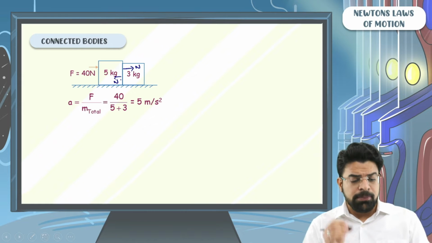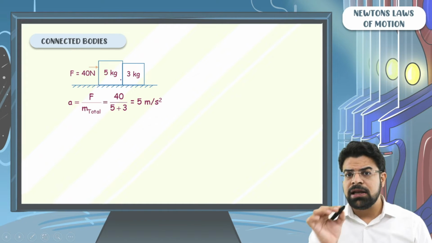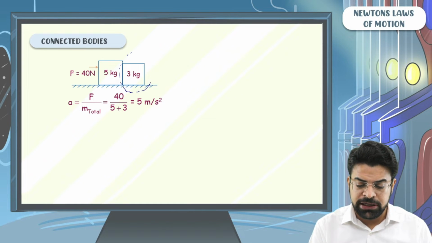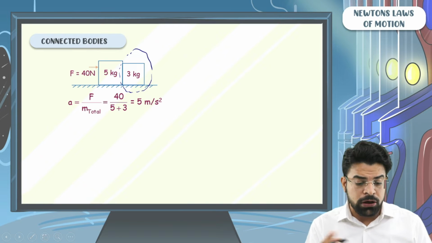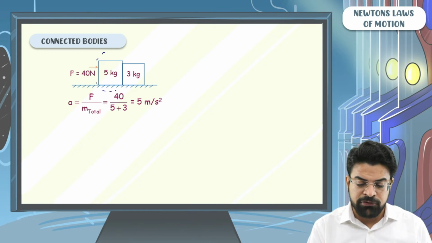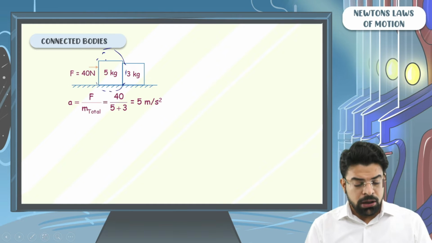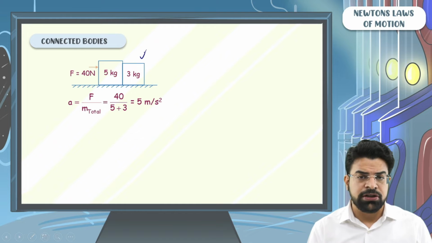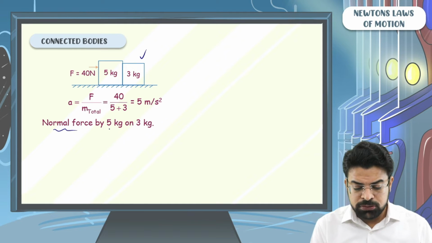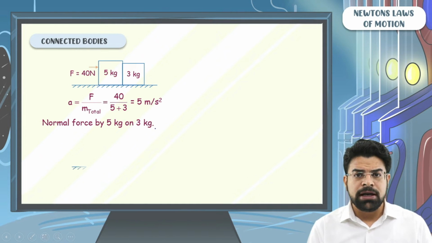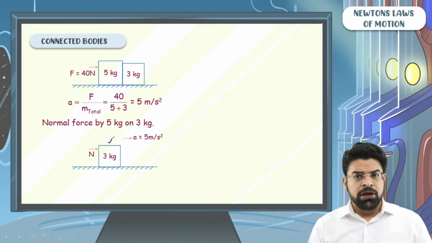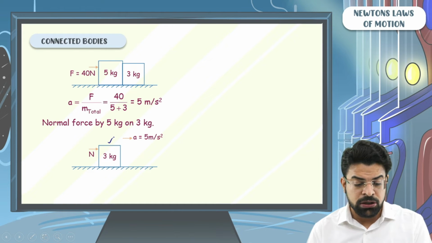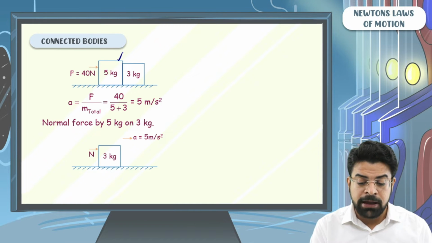To find the magnitude of normal force, look at any one of the blocks. Either look at the forces acting on 3 kg block in the horizontal direction or look at the forces acting on the 5 kg block in the horizontal direction. Let's find normal using both the methods. Let's see the forces on the 3 kg block. To find the normal force by 5 kg on 3 kg, look at the forces acting on the 3 kg block. In the horizontal direction, only one force is applied on the 3 kg block. That is the force of normal by the 5 kg block.